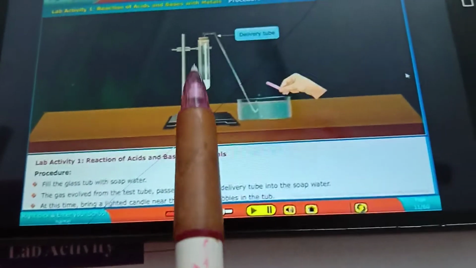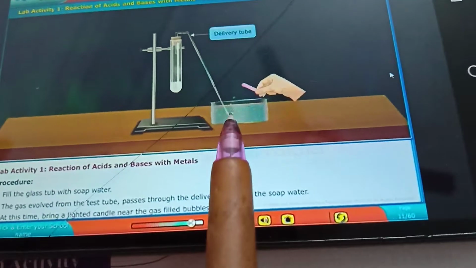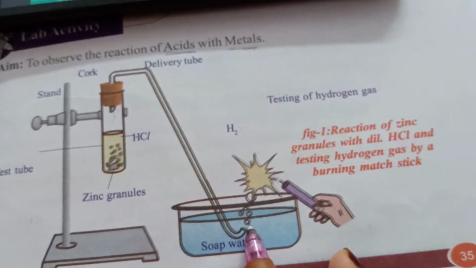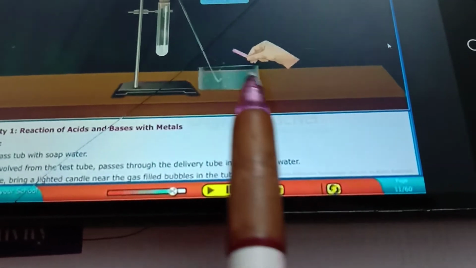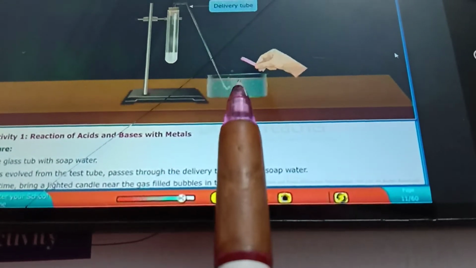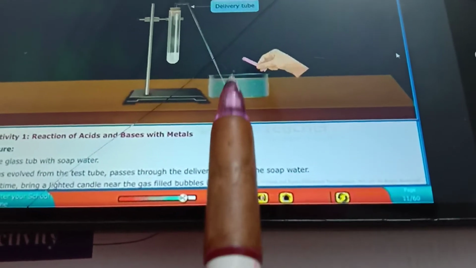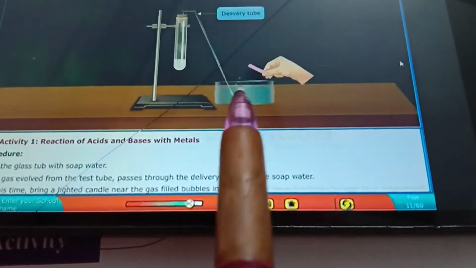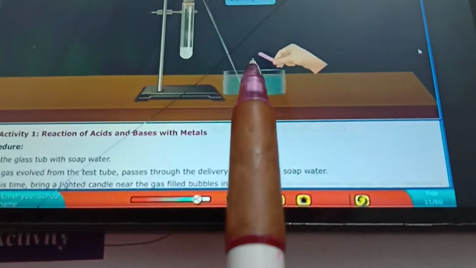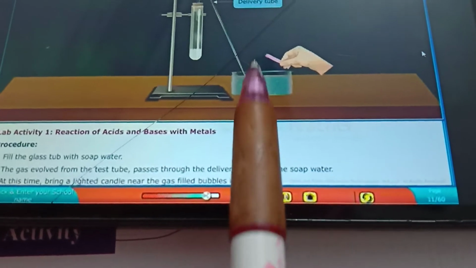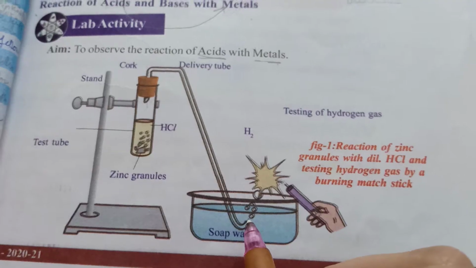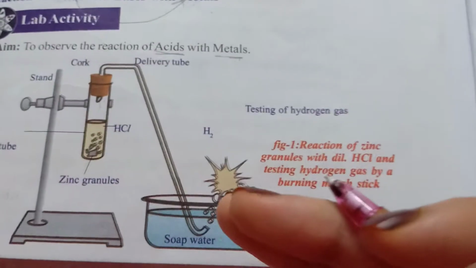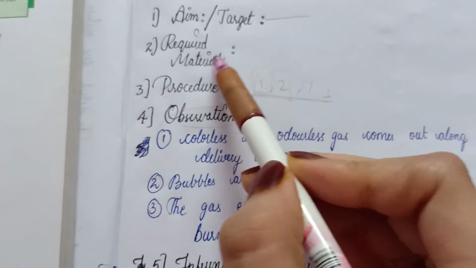As gas is passing through this delivery tube, the gas will also evolve here, which means the bubbles will also come from this glass tub. When we take a lighting candle near the tub, the candle will stop lighting. The fire that was here went out, which means the gas is coming out of this glass tub through the bubbles. So that is our observation. Okay, we have done this.